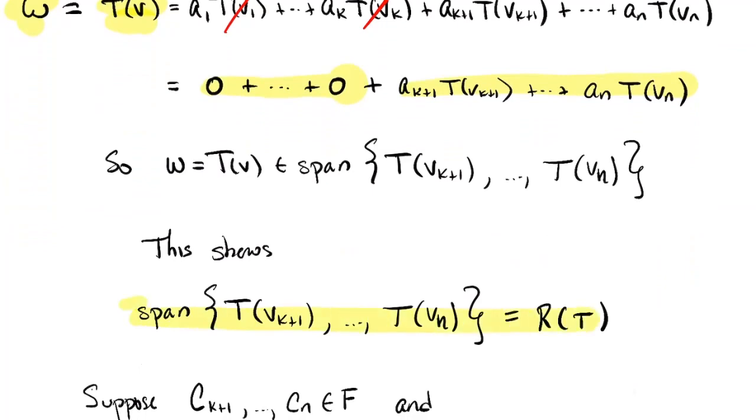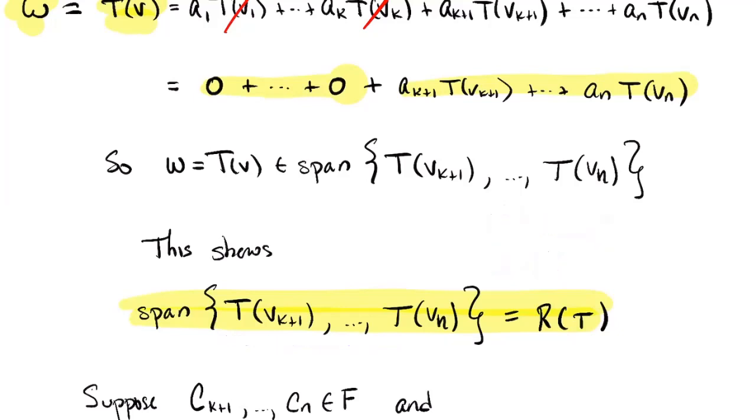Okay, so the image of the quote unquote back half of this basis beta is actually a spanning set for the range. Well, I actually claim that it's linearly independent. That T of v_{k+1} through T of v_n, I claim that this is a linearly independent set.